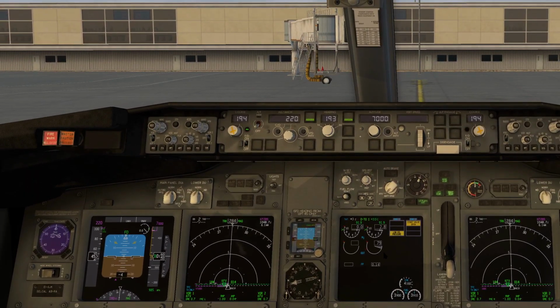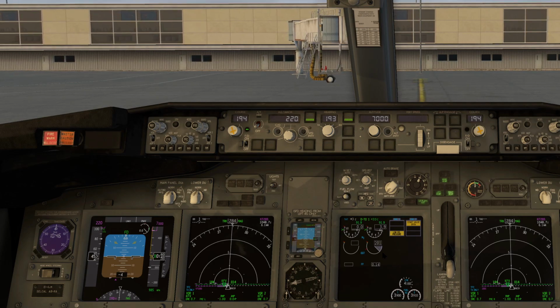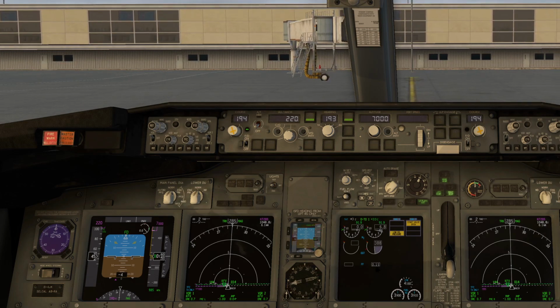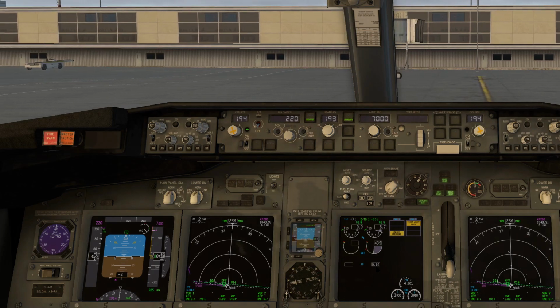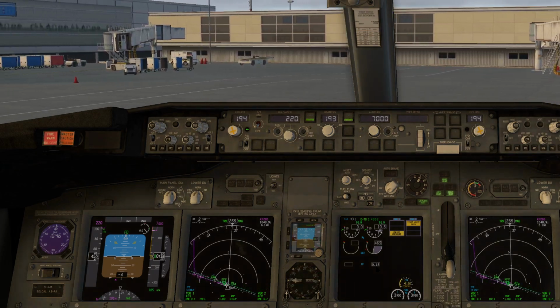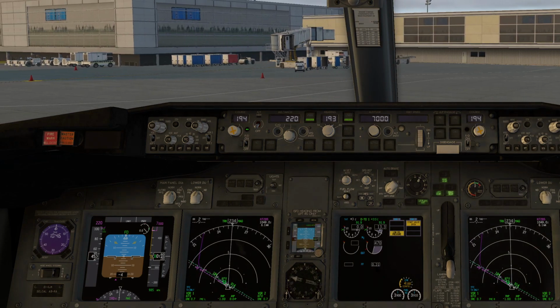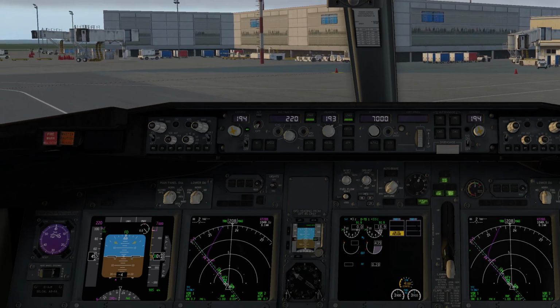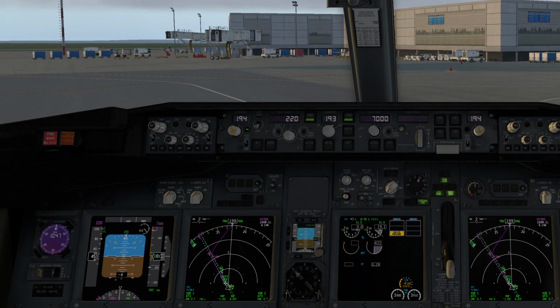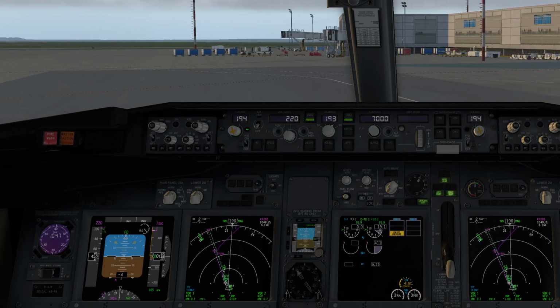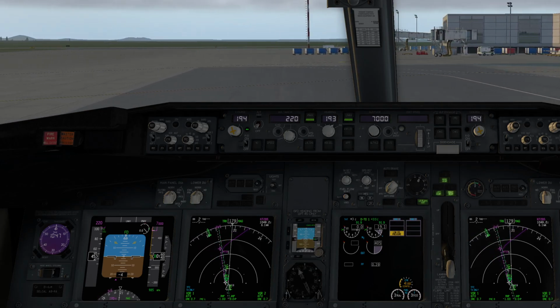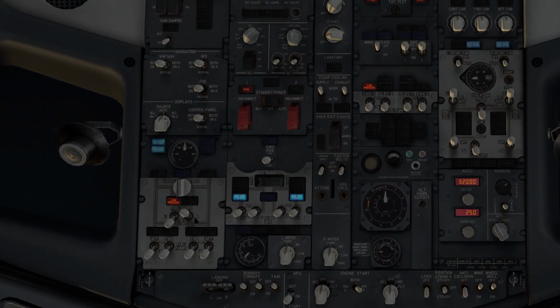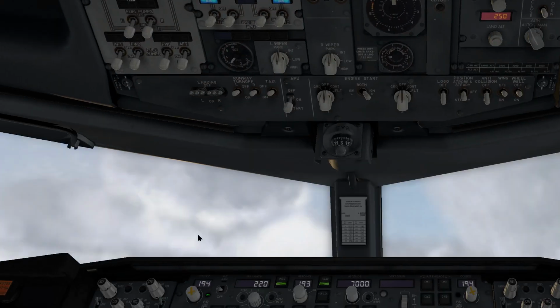EGT is now increasing, and we have some fuel flow increasing as well, so good sign, and N1 rotation is increasing. Start valve closing, good start on engine number 2. So we do have a config warning indicating that we do have fuel in the center tank, so let's put the center tank fuel pumps on.